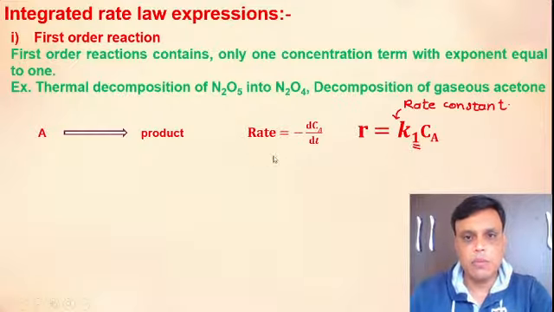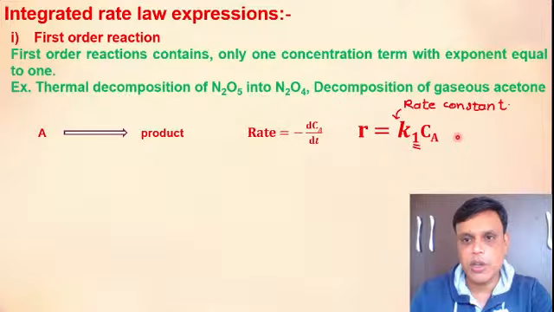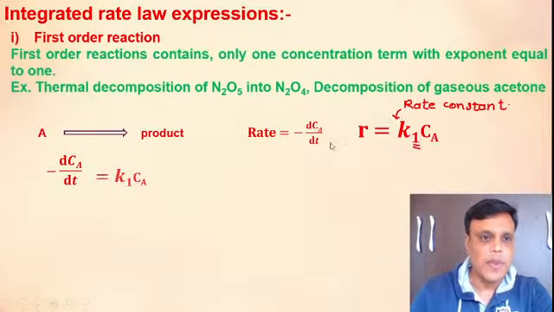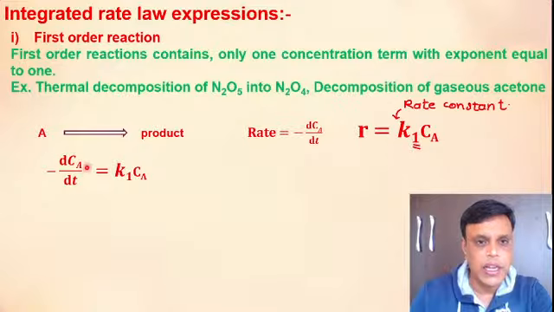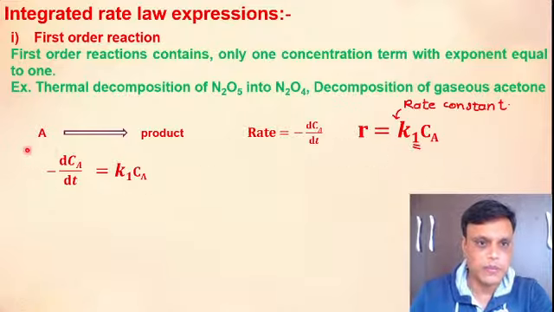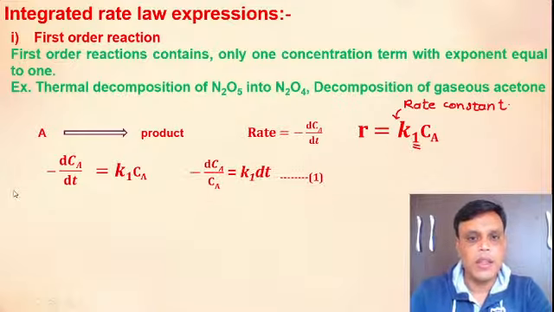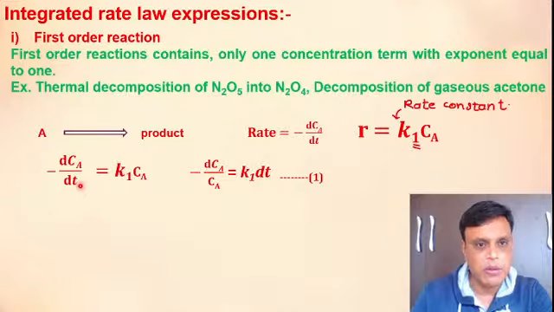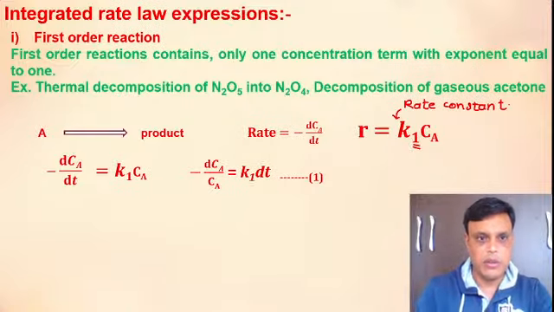If we equate this equation and that equation, you can write minus dCA by dt is equal to K1 CA. Only this and this are the same, because we have written it in terms of the rate constant K1, and rate is denoted by small r. Then if we rearrange it, we will take dt to this side and CA to the left side. So what will happen? Minus dCA by CA is equal to K1 dt. We have just rearranged this equation.